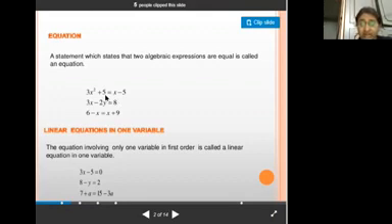So, variable and constant. What are constants? Constants are the terms whose value remains fixed, like 100, 200, 300. A statement which states that two algebraic expressions are equal is an equation. Linear equation in one variable.